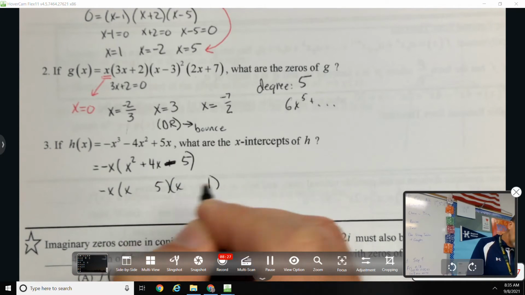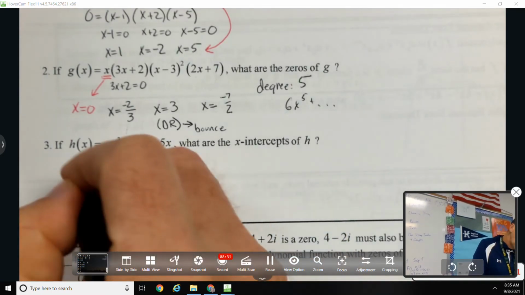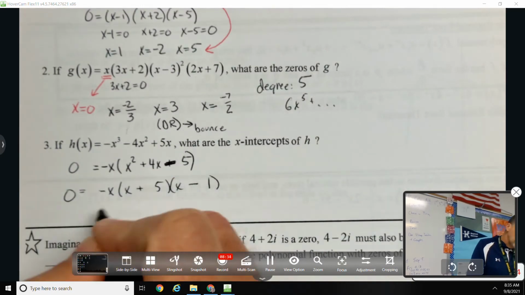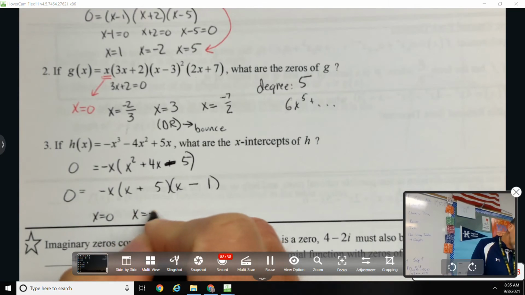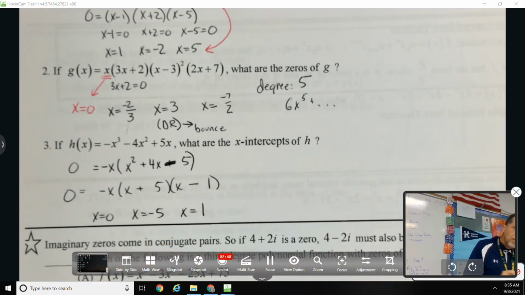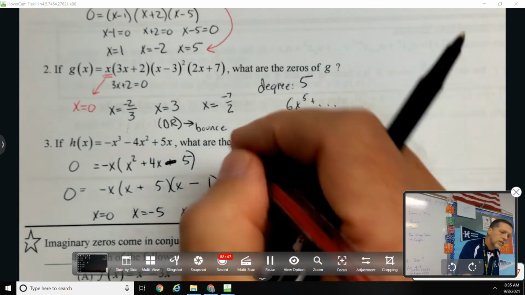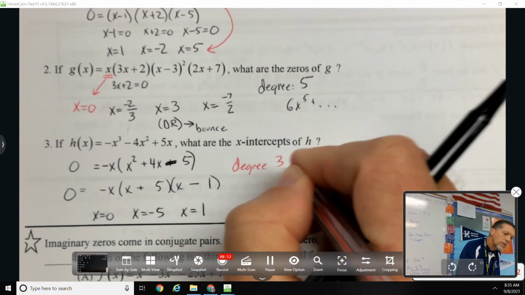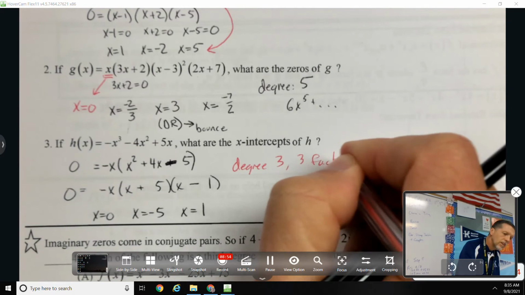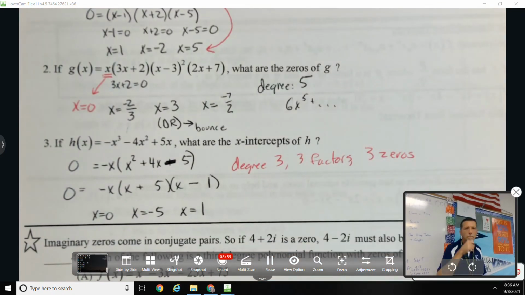So 5 and 1, but a plus 5 and a minus 1. So we set each factor equal to 0. The step that nobody shows, because you don't need to. So sure enough, degree 3, 3 factors, 3 zeros. Do we need to write the degree if it doesn't ask?